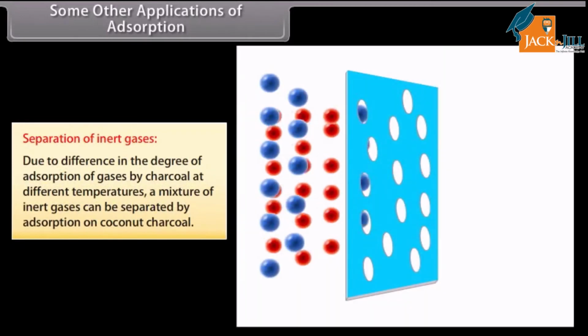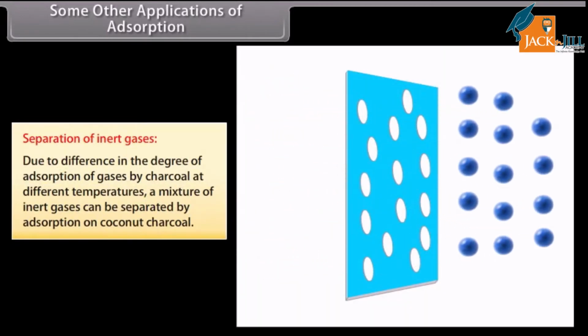Separation of inert gases: due to difference in the degree of adsorption of gases by charcoal at different temperatures, a mixture of inert gases can be separated by adsorption on coconut charcoal.